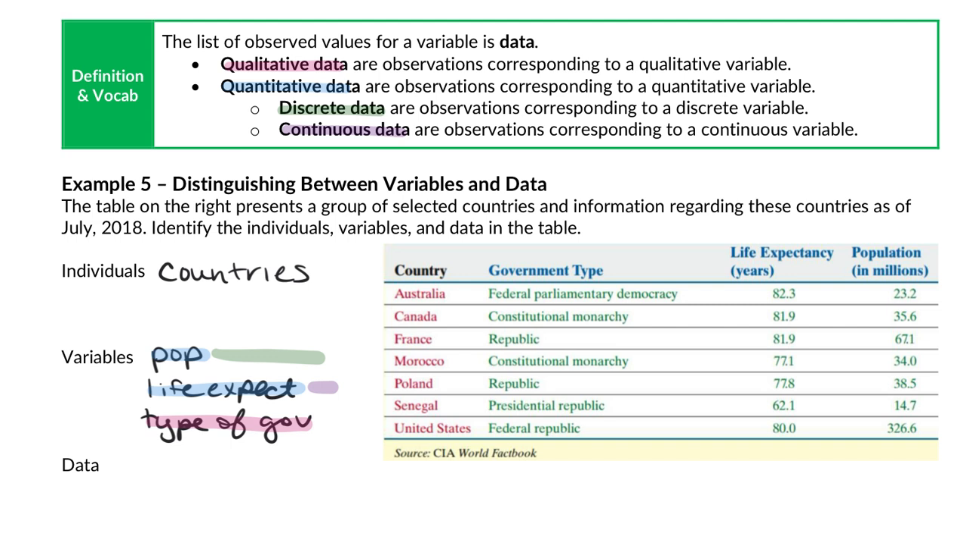Because life expectancy, not everybody has the exact same age. It doesn't stop at a certain age, like at your birthday? Yeah. Okay, and why would population be discrete? Do you count half of a person? No. So it's either the whole person or no person at all. So that makes it a discrete variable because they're going to count as entire humans.